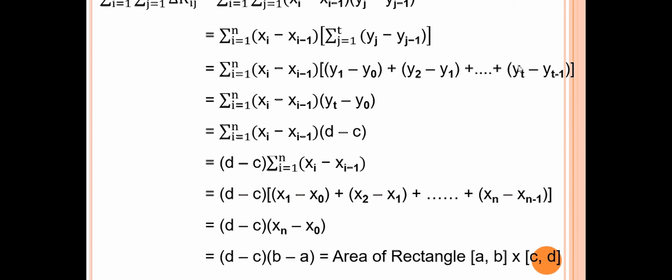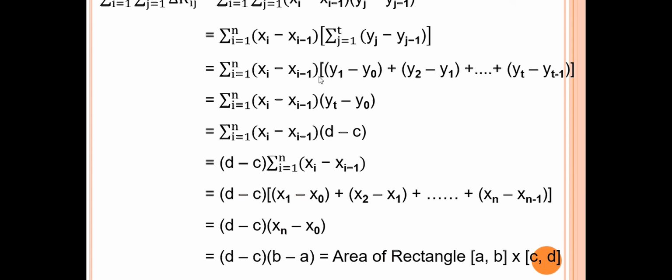So the remaining terms are yt plus yt and minus y0, plus yt and minus y0. Here you can see that, and similarly, yt means d, you know that, and y0 means c, right? In a similar fashion, the summation for i from 1 to n of xi minus xi minus 1 is nothing but xn minus x0. In the similar fashion you have to solve it.